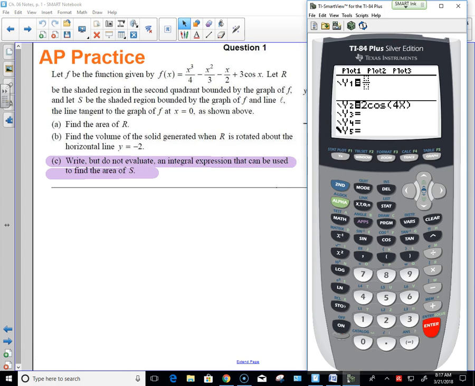Some of you don't do that with me a lot, and so maybe you forgot that was a thing. It's a very cool thing because when you don't use it, mistakes can happen. So I have my x cubed over 4.